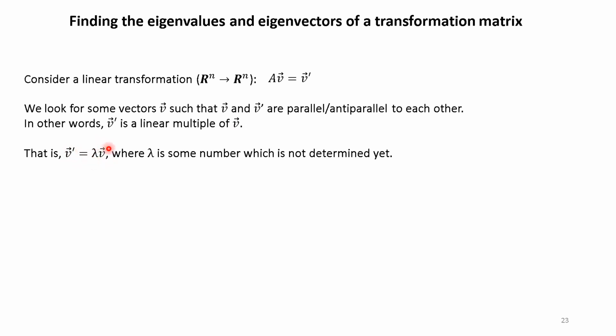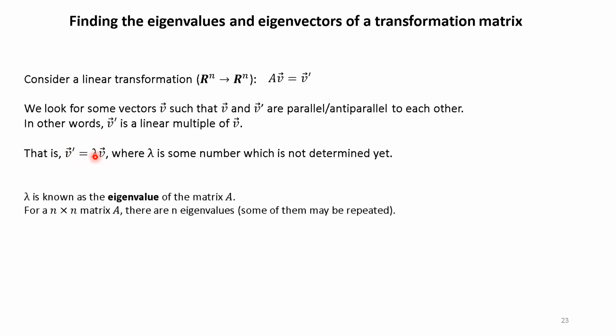And this lambda, we don't know what it is yet, but as long as it's a scalar, it's okay. It can be 1, 2, 100, it can be -10. It can be positive, negative. As long as it's just a scalar, then it's fine. In fact, this lambda also has a name. This lambda is known as the eigenvalue of the matrix A.